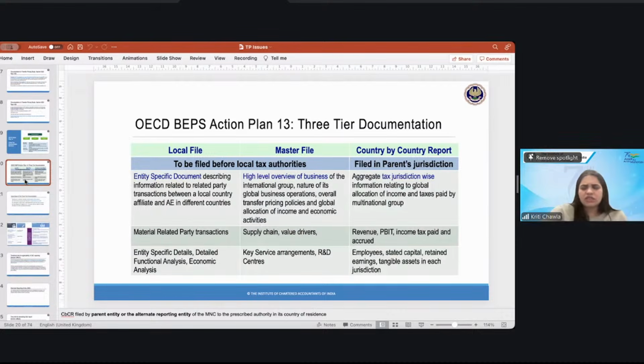Now, can you tell me what do you think is the relevance of CbCR? Why are they doing that? And this is just one document for the entire group. What are they trying to do with CbCR?